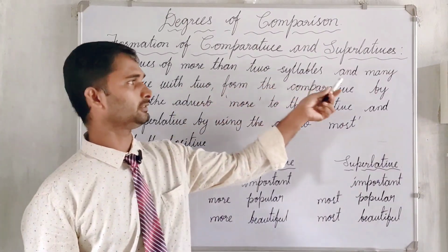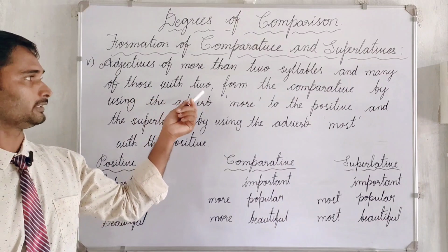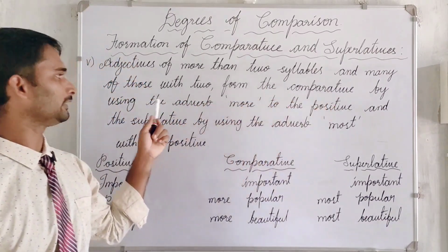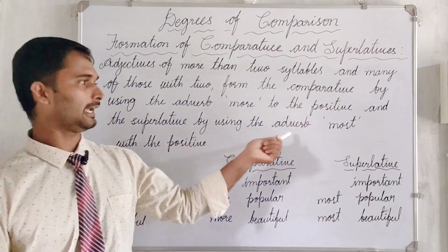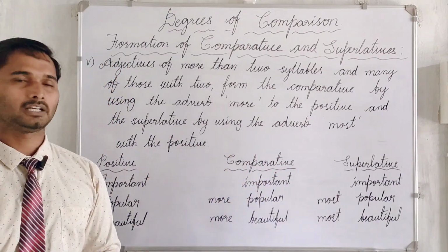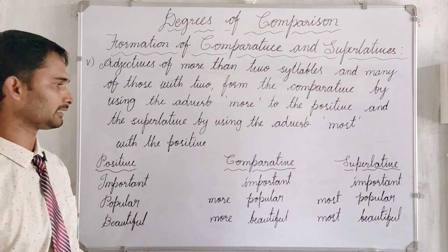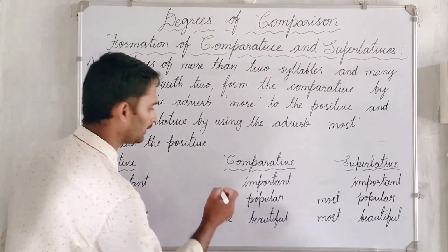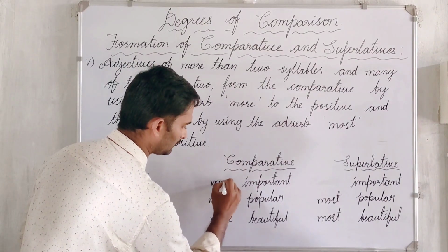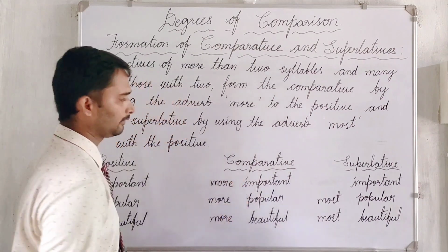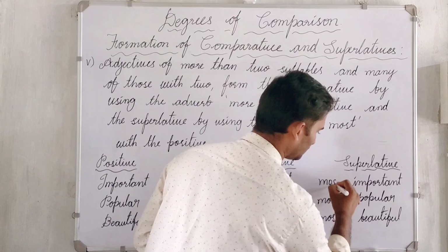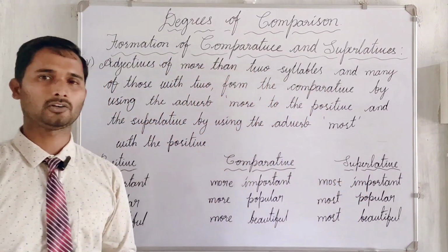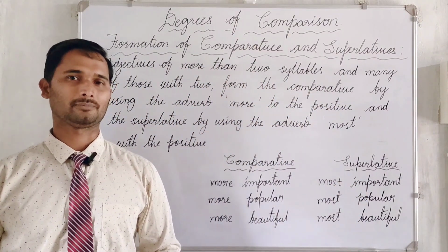Adjectives of more than two syllables and many of those with two form the comparative by using the adverb more with the positive adjective, and the superlative by using the adverb most with the positive. Here are some examples. Important. When we want to form a comparative, we add more to the positive and most to the superlative degree because it has more than two syllables.